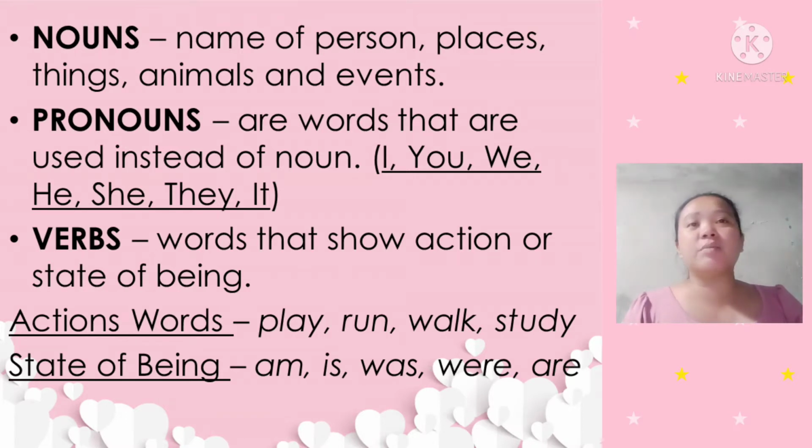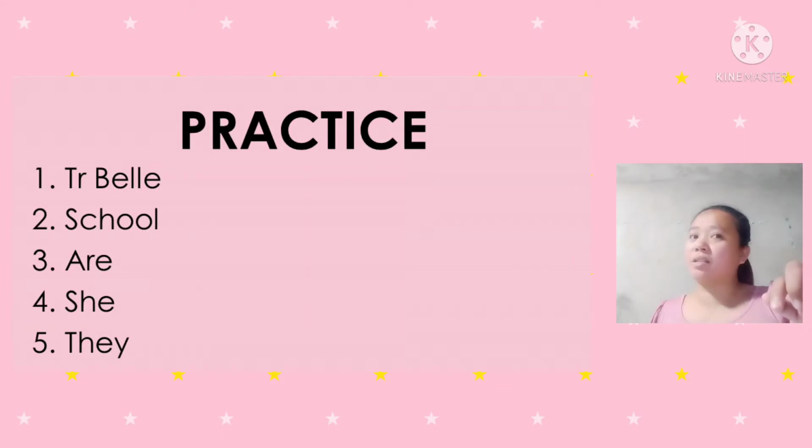While the verbs are words that show action or state of being. The examples of action words are play, run, walk, and study. While the state of being are am, is, was, were, and are. So these are also verbs. Okay po? Now, let's practice.